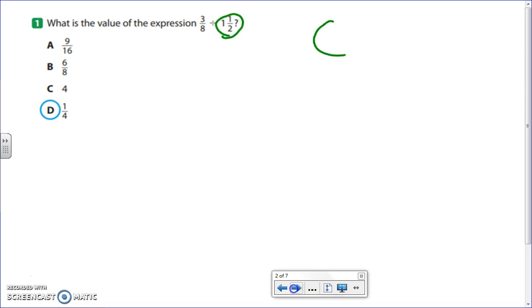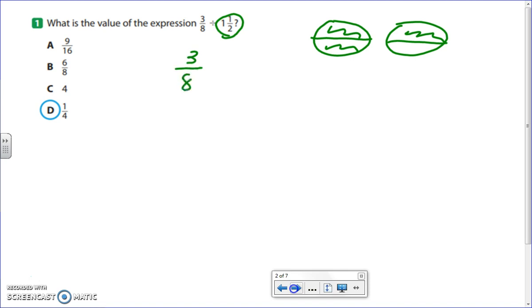I know that 1 1/2 could be modeled like this. And that really is the same as 3/2. Many of you know 2 times 1 plus 1 is 3, so 3/2. So really I'm thinking 3/8 divided by 3/2. And then the keep, change, flip method, because division and multiplication are inverses, we can say keep the 3/8, change the division to multiplication, and invert the second fraction, or find the reciprocal of the second fraction.